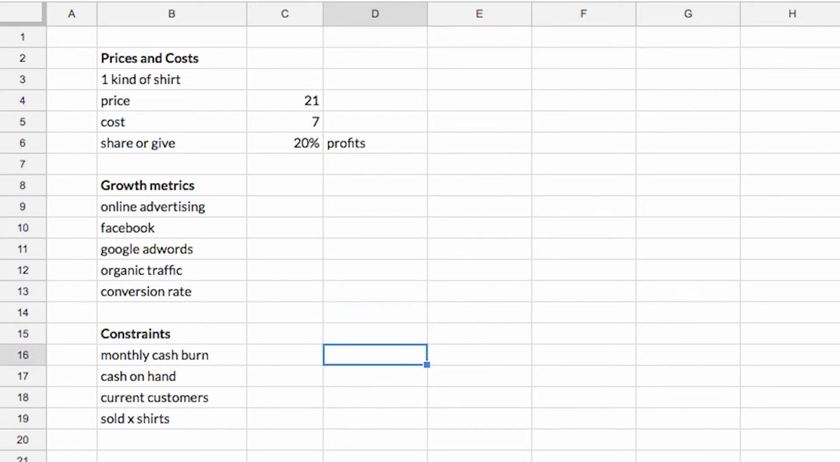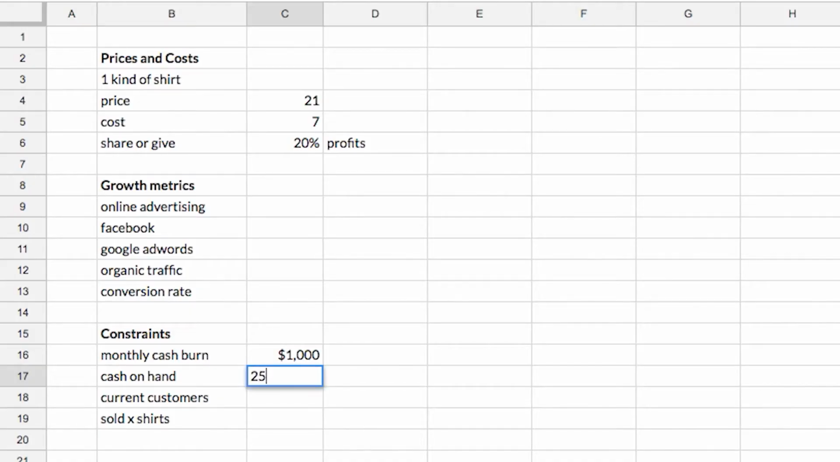We know that the constraints: we currently burn about $1,000 a month in our total operating expenses. Cash burn is basically just how much cash you spend every month. Burn is commonly thought of as the amount of money you spend over a month. There are many different ways to express this. The simplest way is to just think about cash out. We know that we're starting with about $25,000 cash on hand. We know that we had 100 customers last month. We know that we sold 125 shirts last month.